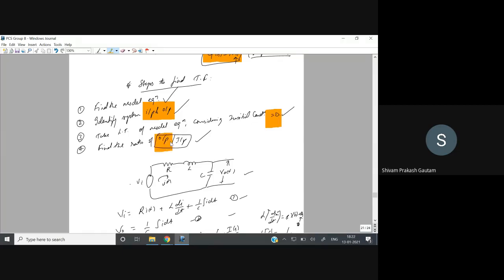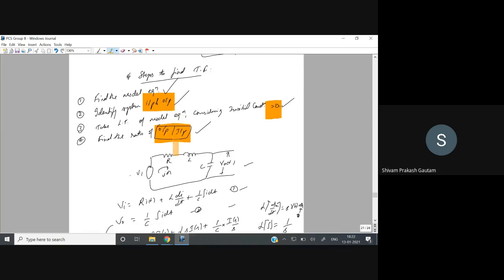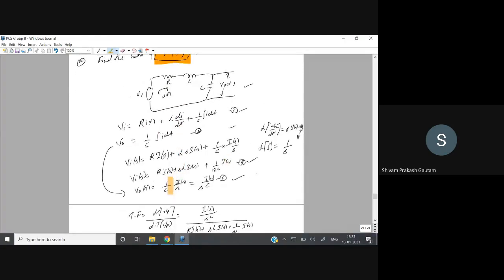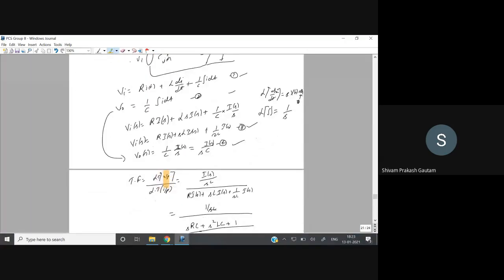Find the ratio of output to input. Whatever equation that is, step number 2 is you have to find output by input. Now for this case, V0 and Vi, we have taken the Laplace transform as you can see. And finally, we have taken the Laplace transform of output, that is S by S square.